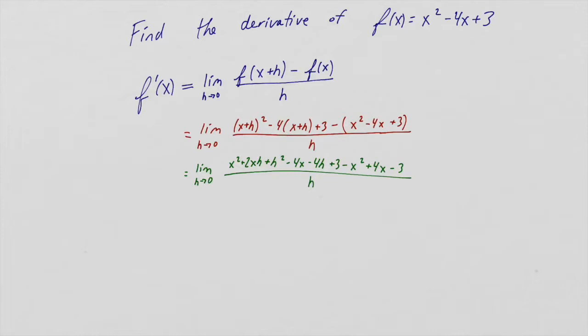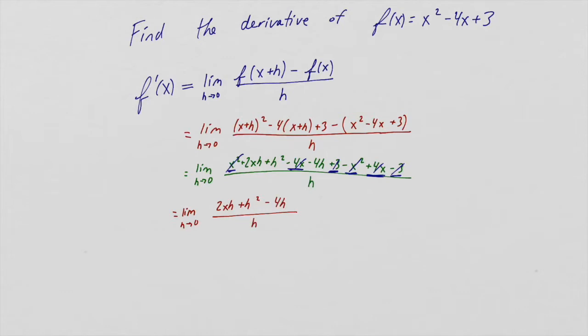Now, you'll notice we have quite a few terms here that cancel out in the subtraction. We have our x squared and our negative x squared. We have a negative 4x and a positive 4x. We have a positive 3 and a negative 3. So those are all going to cancel out with each other. So we're going to be left with the limit as h approaches 0 of 2xh plus h squared minus 4h all over h.